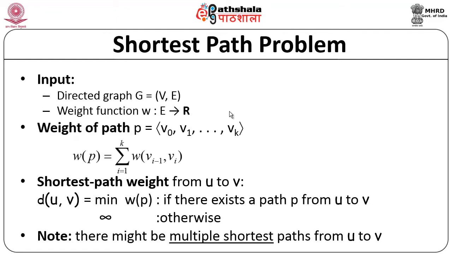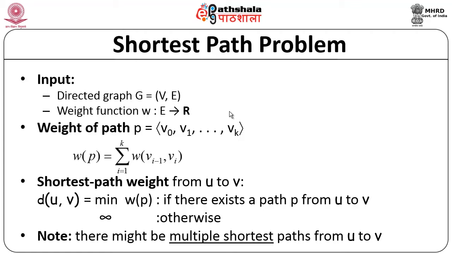Now, that is the notation of shortest path. Now, let us look at the shortest path problem. The input obviously is a directed graph consisting of vertices and edges, V and E, and you have a weight function that is associated with the edge e. The weight of a path is nothing but, for a list of vertices v0, v1 to vk, the sum from i equal to 1 to k of w(v_{i-1}, v_i), that is the edge weight between v_{i-1} and v_i in that particular path.